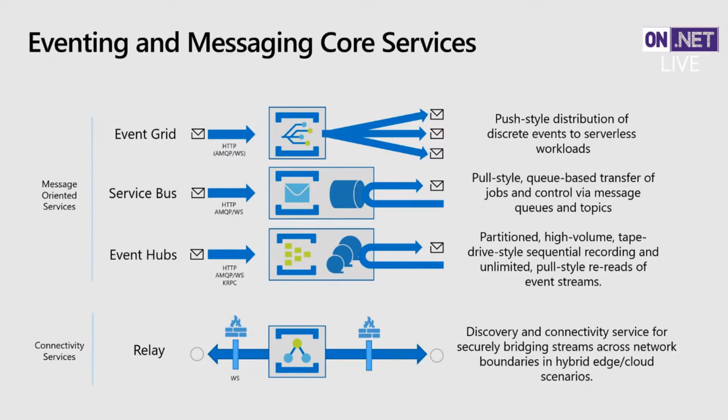EventHubs is also push-pull, but the pulling is different because the client determines where in the retained message log it wants to pull data. EventHubs is also partitioned, which means it takes lots of data and splits it up into several lanes. Think of that as a highway. If you need more capacity on a highway, if you need higher flow rates, you put more lanes on the highway.